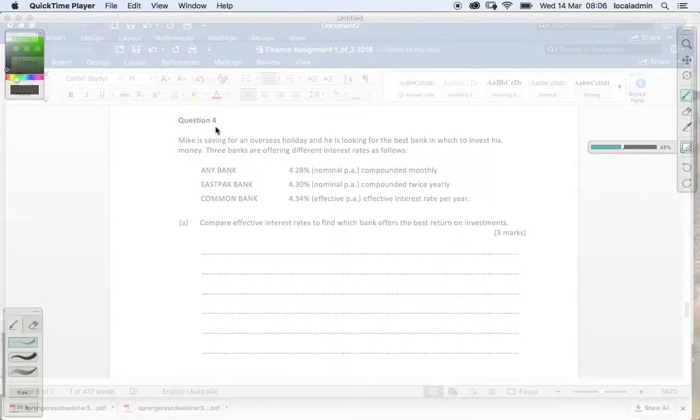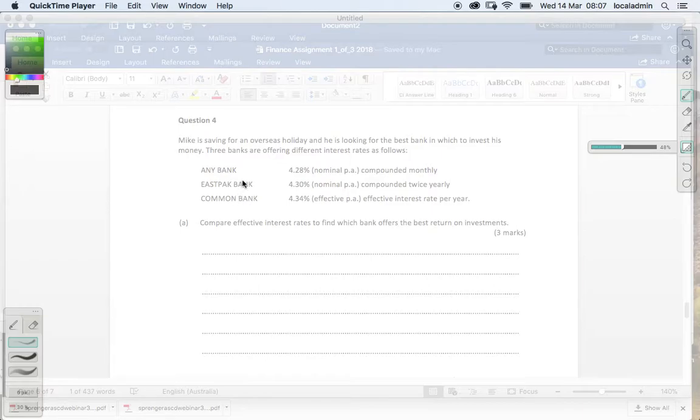So the next question is question 4. Mike is saving for an overseas holiday and he's looking for the best bank in which to invest his money. 3 banks are offering different interest rates as follows. Any bank, that's obviously a play on ANZ. Eastpac is obviously a play on Westpac, and Common Bank is obviously a play on the Commonwealth Bank.